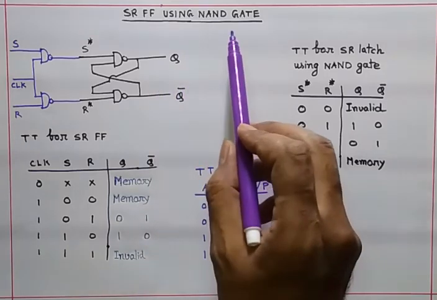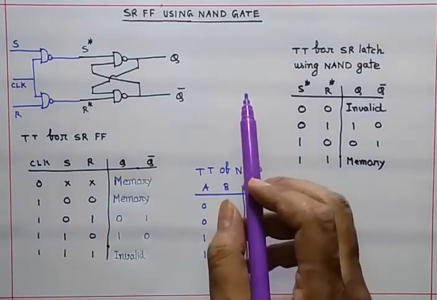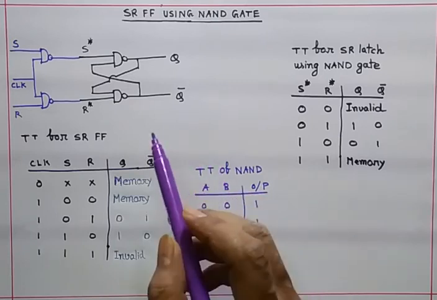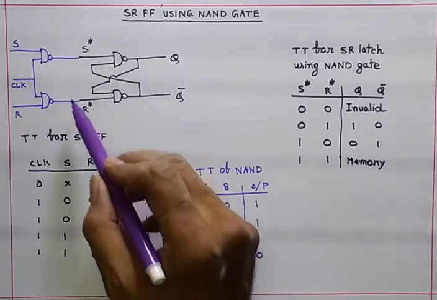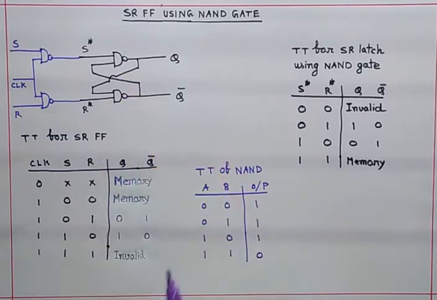SR flip-flop using NAND gate. You can form SR flip-flop from SR latch. You know that SR latch connection diagram is like this. It is formed by two NAND gates.